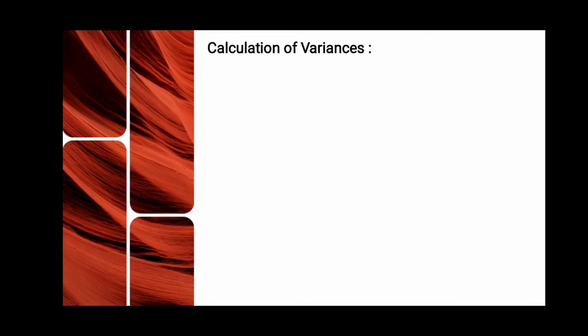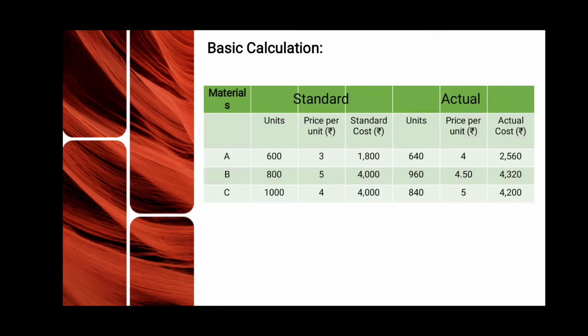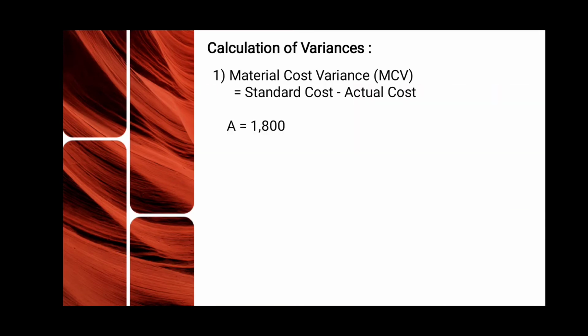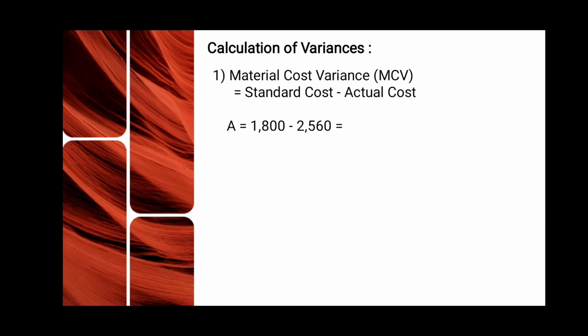Now let us start with calculation of variances. First, material cost variance, which is equal to standard cost minus actual cost. So for material A, standard cost amount is 1800. So we'll record it, rupees 1800 minus actual cost. Actual cost amount is 2560, which will be equal to rupees 760, which is negative. So we'll mark it as A.